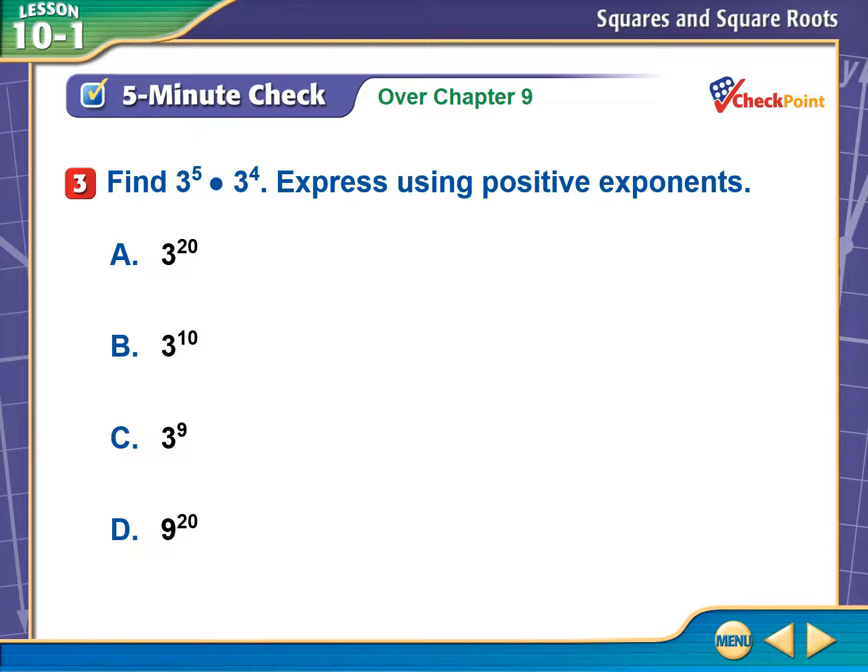All right, so if we have this example here, 3 to the 5th times 3 to the 4th, we want to write this using positive exponents. So the rule that we learned is here we're multiplying two powers that have the same base. Right? So if we're multiplying two powers with the same base, like this, x to the a times x to the b, well, I can keep the base the same and just add the exponents together.